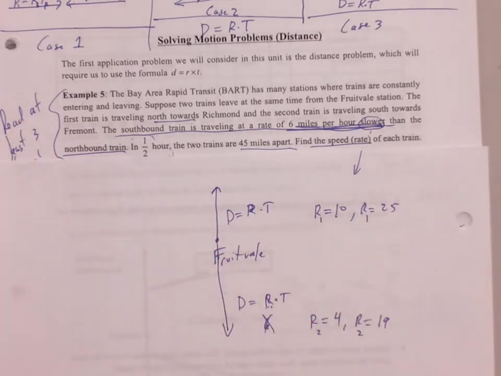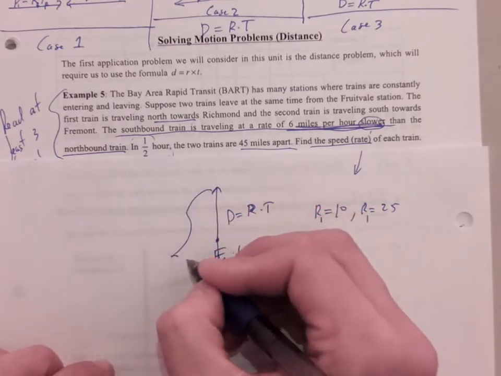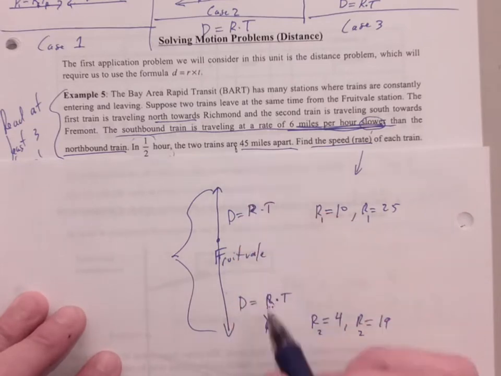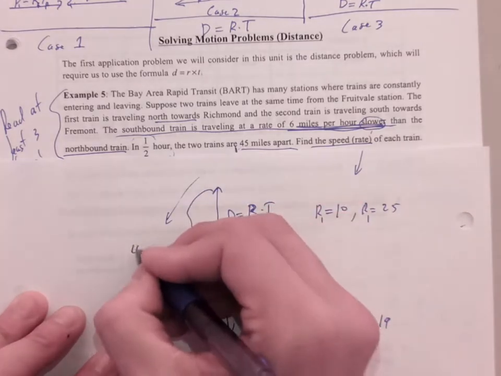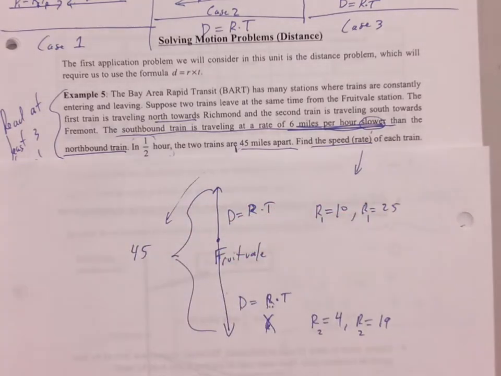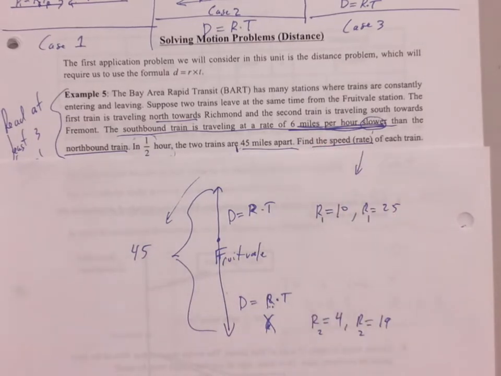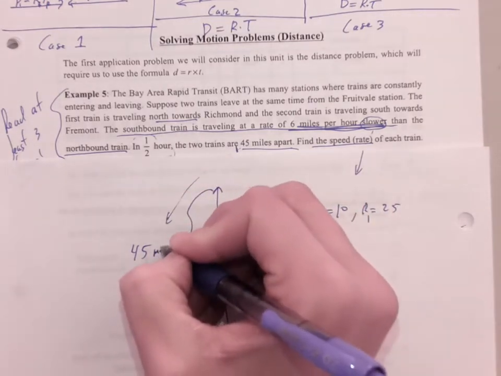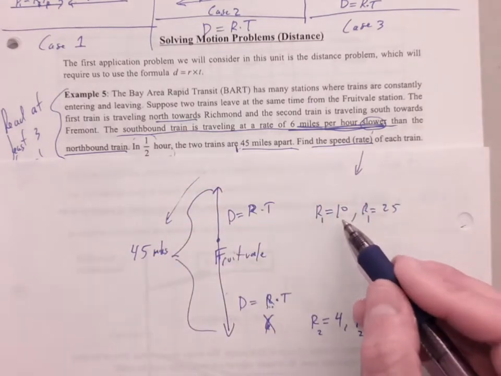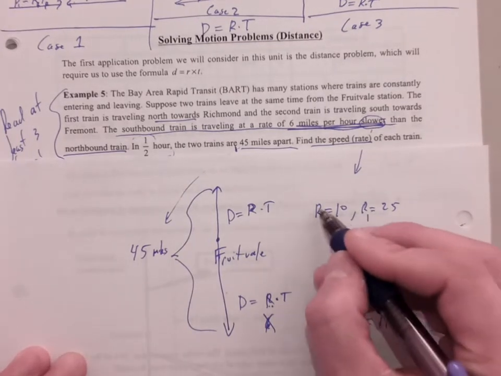So in half an hour, the two trains are 45 miles apart. Notice the total distance we know is 45. What else do we know? We want the speed of each train. What else do we know? The distance between both of them is 45 miles. The rates we still don't know.